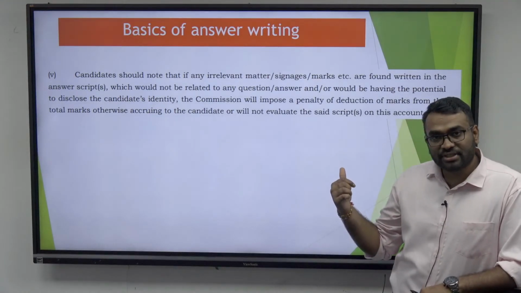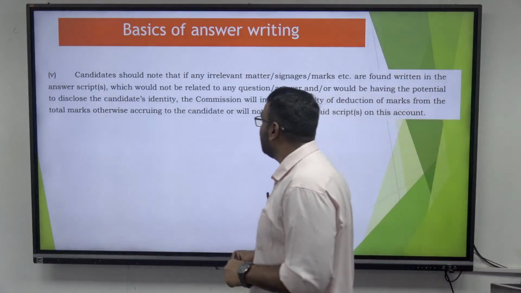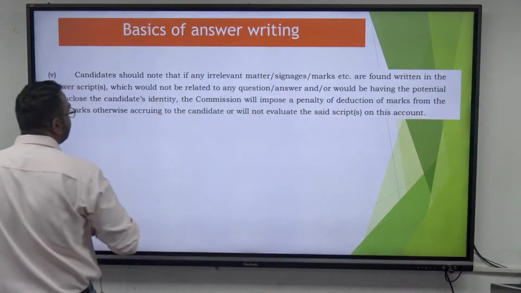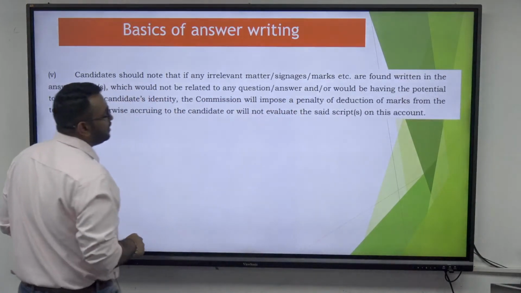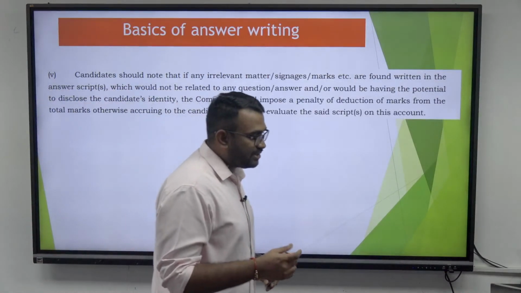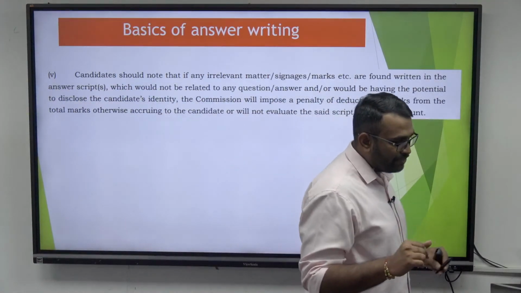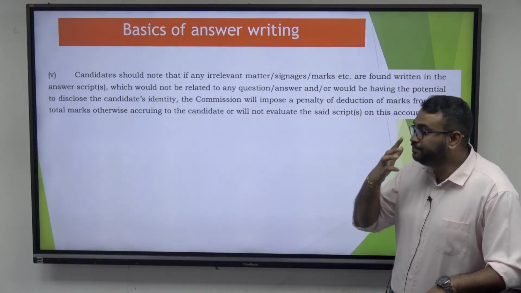So what are those instructions that I have taken here? So this is one of those things, right? Candidates should note that if any irrelevant matter, signages and marks, etc. Marks in the sense it is not like 1, 2, 3. Marks in the sense like religious marks, like people will be writing this Om, or this cross. All those things are not permitted.